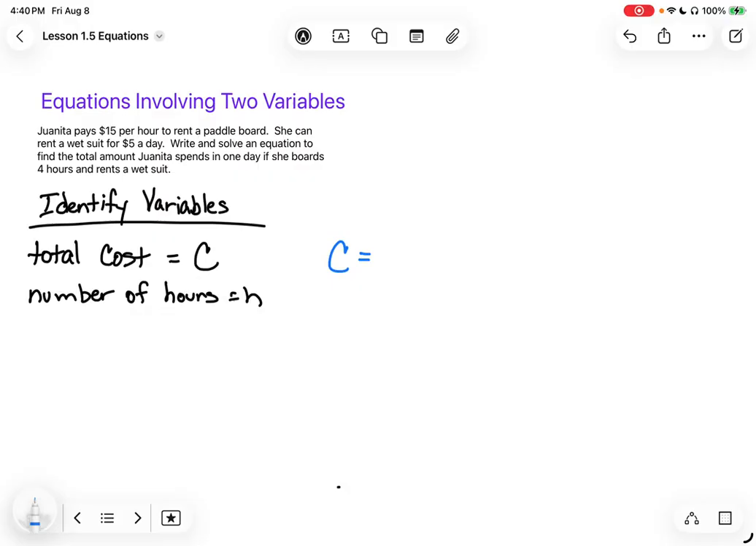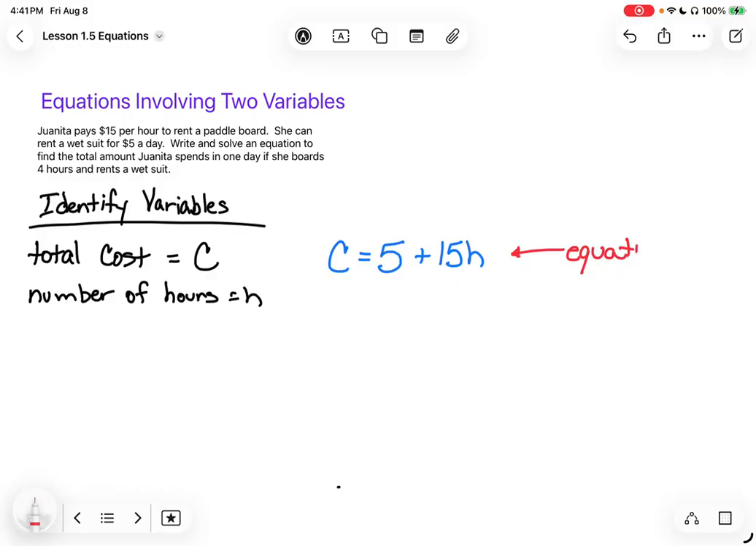Well, the cost is going to equal the amount that it costs for the wetsuit, which she's just going to pay one time. She's going to rent the wetsuit once, but then she's going to have to pay $15 for every hour she's on the paddleboard. Okay, so she has to pay $5 for the wetsuit plus she's going to pay $15 for every hour she's on the paddleboard. Now, you may be tempted to say, oh, well, it's 15 times 4, because it says she rents it for 4 hours. But when we write the equation, we're going to write it as 15 times h, 15 times the number of hours. This is our equation.